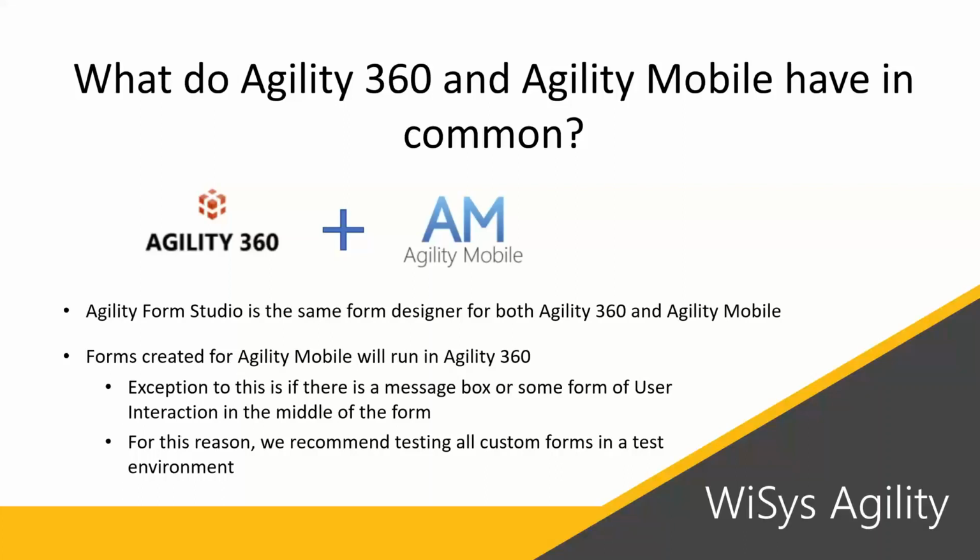So the same designer is used for both Agility 360 and Agility Mobile. Likewise, any form created in Agility Mobile will run in Agility 360. So if you're used to using the WiSys out-of-the-box PO receiving form in Agility Mobile, it's going to have a new look and feel to it, a new icon, and the colors are going to be different, but the form's going to function the same way that your users are used to it functioning. There is an exception to that, always an exception, right?